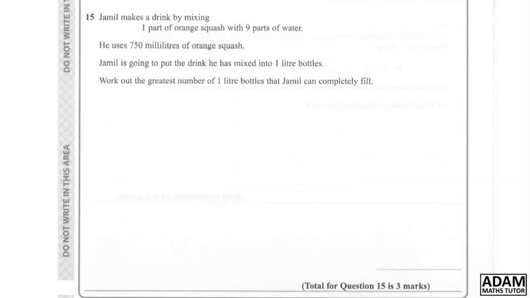Question 15. Jamil makes a drink by mixing 1 part of orange squash with 9 parts of water. He uses 750 millilitres of orange squash. Jamil is going to put the drink he mixed into 1 litre bottles. Work out the greatest number of 1 litre bottles that Jamil can completely fill.